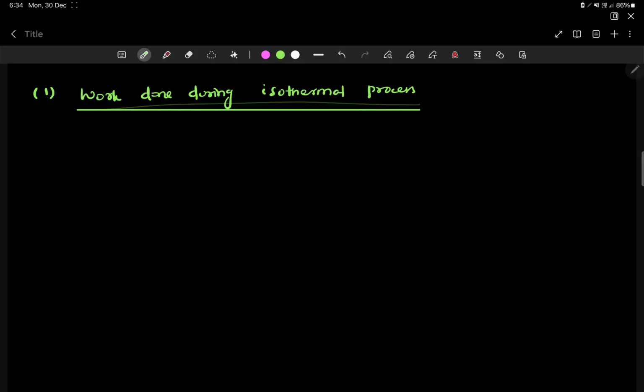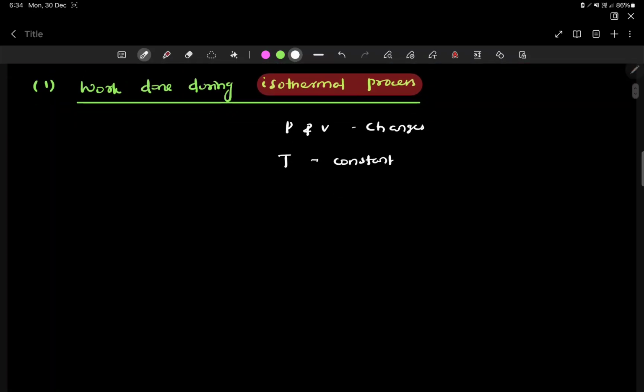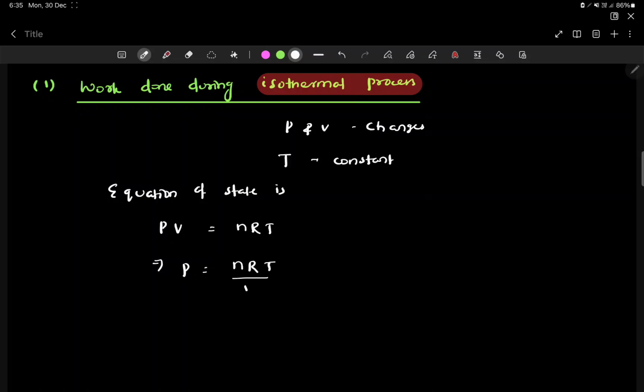Okay, let's start. So we know in case of an isothermal process, pressure and volume change and your temperature is constant. Keep these two things in mind. So we know the equation of state is PV equals nRT. So as PV equals nRT, we can write P equals nRT by V. We will use this equation in our further expression.